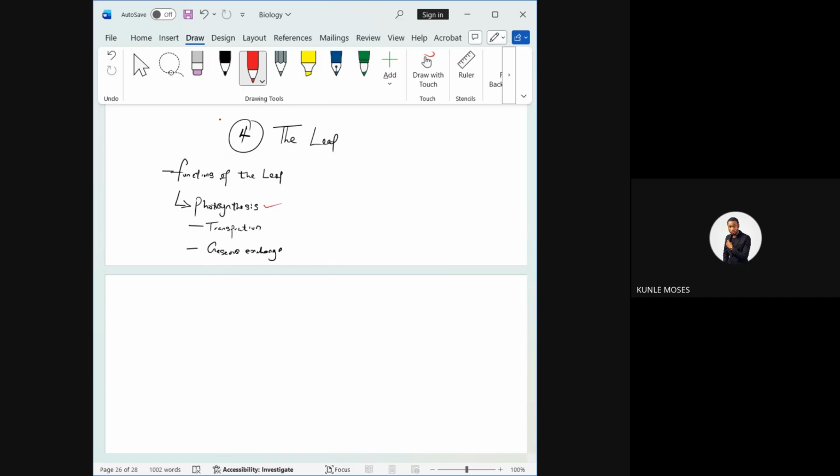This is that. Taking that, let's quickly move on. Do you have any questions so far on the function of the leaf before I go to the structures of the leaf?